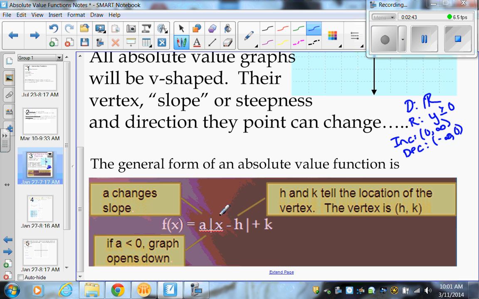The general form for an absolute value function is f of x equals a times the absolute value of x minus h, plus k. Just like before, if you have a negative out here in front, then there's a reflection across the x-axis, which means instead of opening up, it'll open down. The a value here is basically changing your slope, so that's going to be your vertical stretch or your vertical shrink. The h value here moves it left or right, and the k value moves it up or down. And always remember that your vertex is at (h, k).